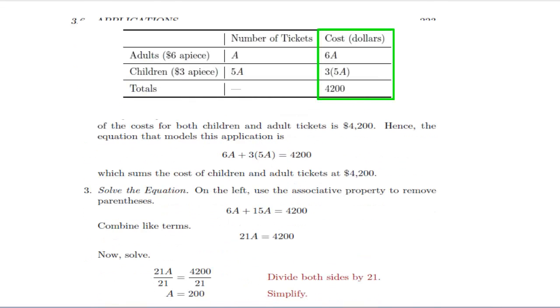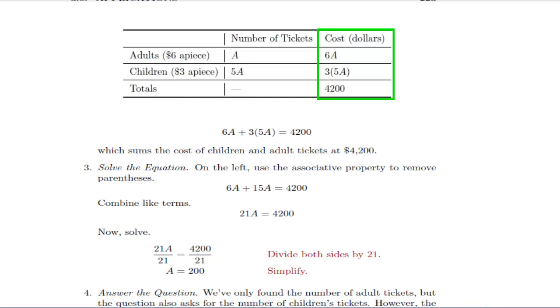2. Set up an equation. The third column of the table reveals that the sum of the cost for both children's and adult tickets is $4,200. Hence, the equation that models this application is 6A plus 3 times 5A equals $4,200, which sums the cost of children's and adult tickets to $4,200.